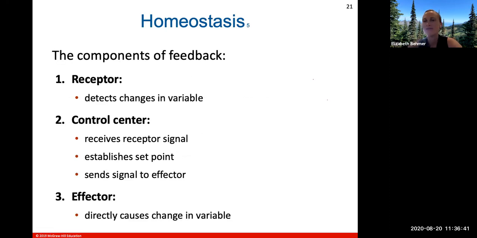The components of a feedback loop, we sometimes call it that because it eventually goes in a circle, is the receptor that detects the changes in the variable. In temperature, the receptor is usually receptors in your skin that will detect temperature changes. Then it'll send that change to the control center, which is usually in your brain. It'll receive that receptor signal, then your brain will establish the set point and send some sort of signal to an effector to try to directly cause change in that variable. So your brain might send out a response to your skeletal muscles to start shivering or moving to raise your temperature if you're too cold.